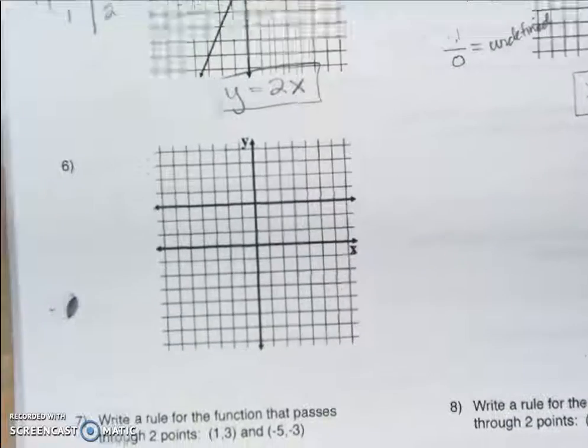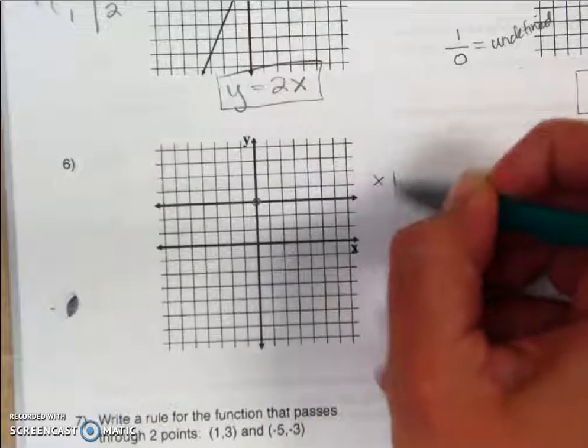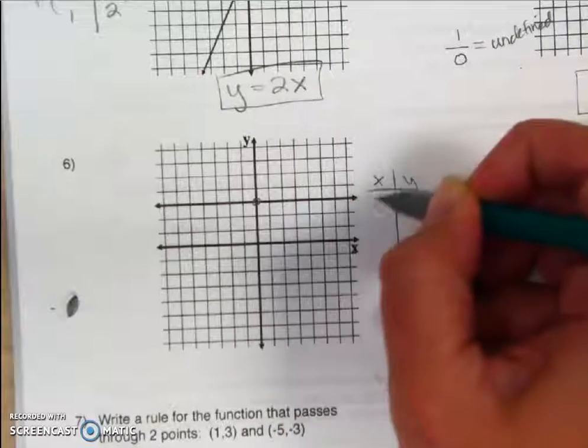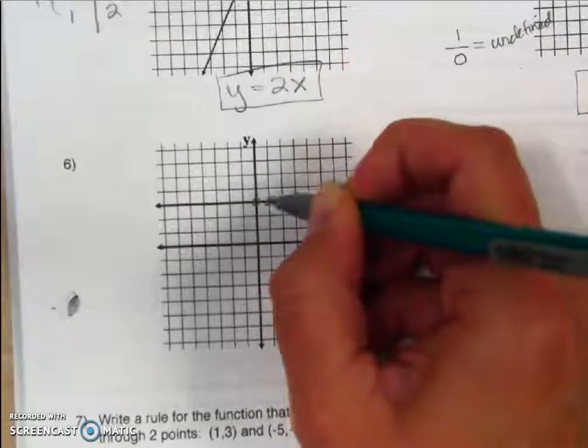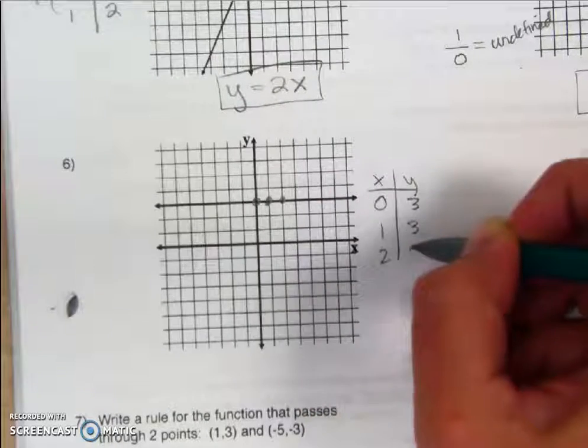All right, let's look at this one. So this one's a little bit different. Let's mark the points. So let's make our little table, x, y. This point would be 0, 1, 2, 3. This would be 0, 3. This point right here would be 1, 3. This point right here would be 2, 3.